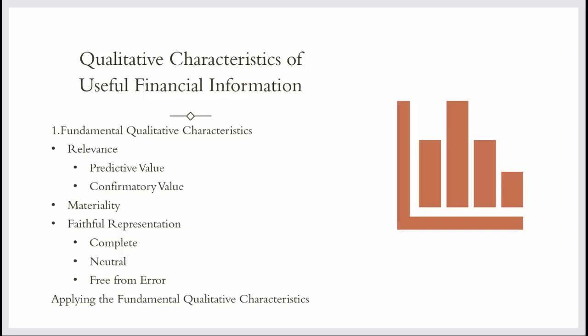Qualitative characteristics of useful financial information. We will break down each title separately, ensuring that you understand these concepts thoroughly with detailed examples. Explanation. For financial information to be useful, it must be relevant and faithfully represent what it purports to represent. Additionally, the usefulness of financial information is enhanced if it is comparable, verifiable, timely, and understandable.